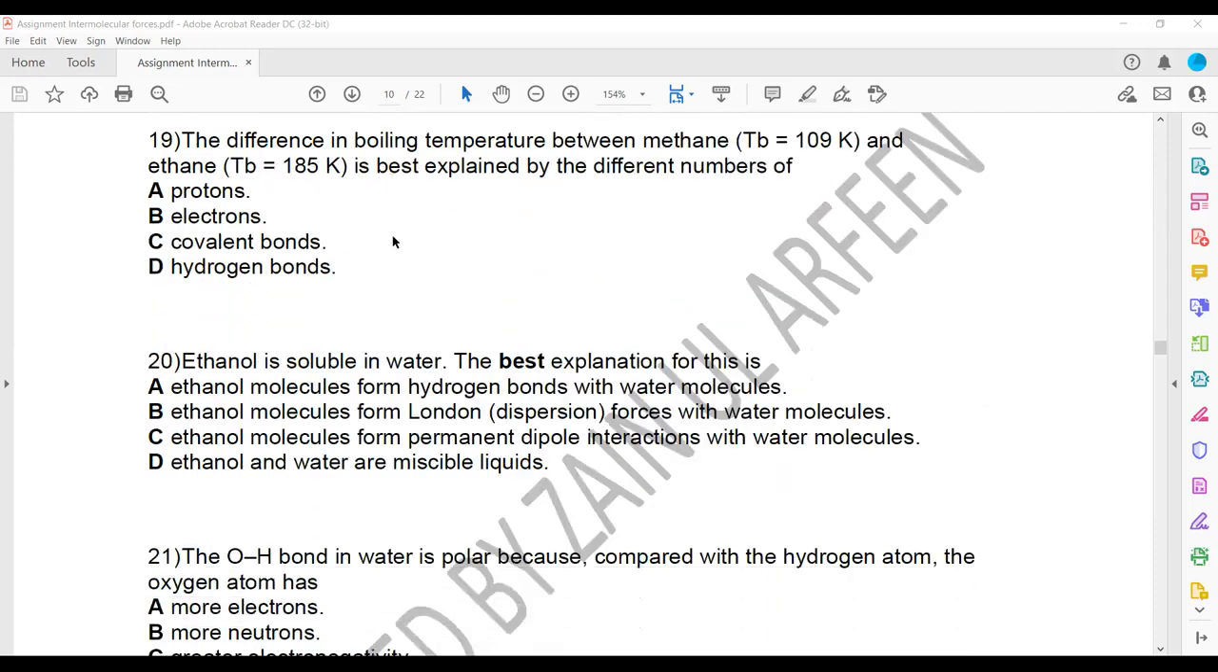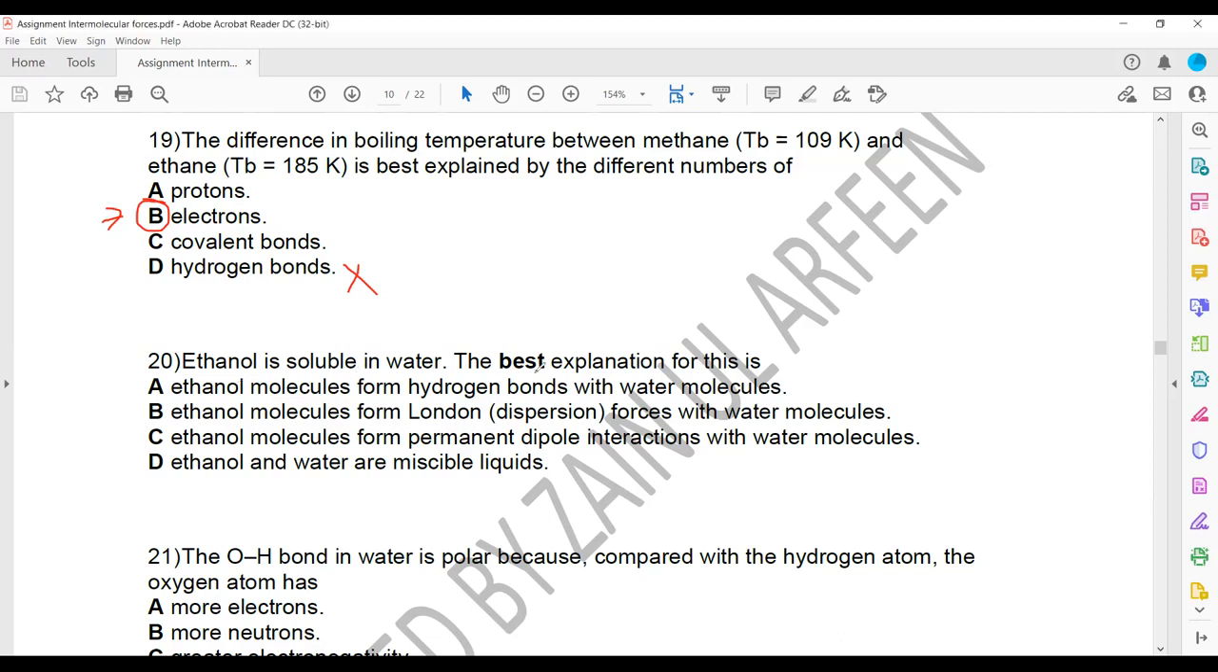Then question 19, the difference in the boiling temperature of methane and ethane is best explained by a different number of... So what is the reason? They don't have hydrogen bonds. They will have a different number of covalent bonds, but that is not the difference. The difference is due to the number of electrons. As the number of electrons changes, the dipole induced dipole force also changes. As the number of electrons increases, the dipole induced dipole force will also increase.